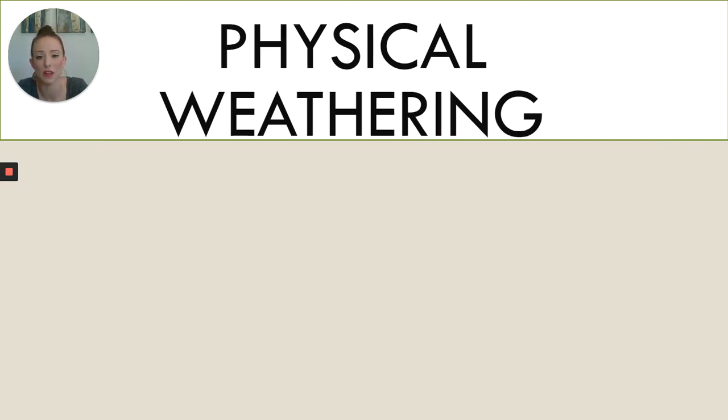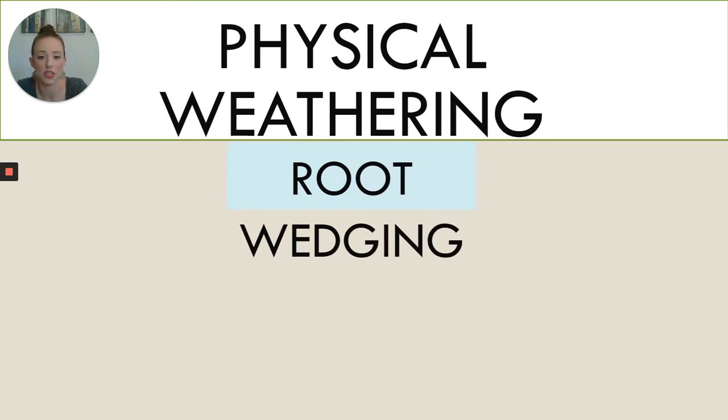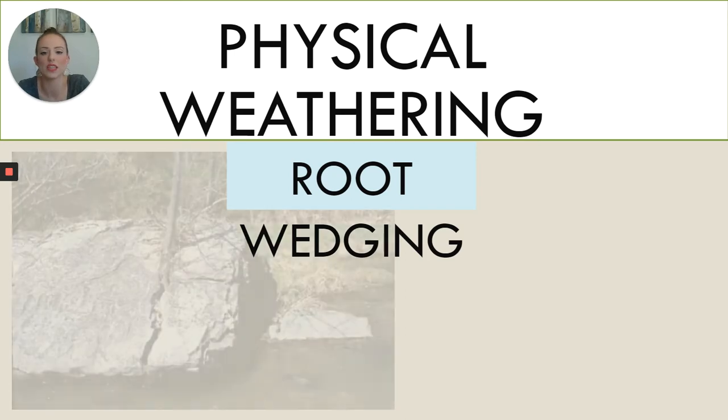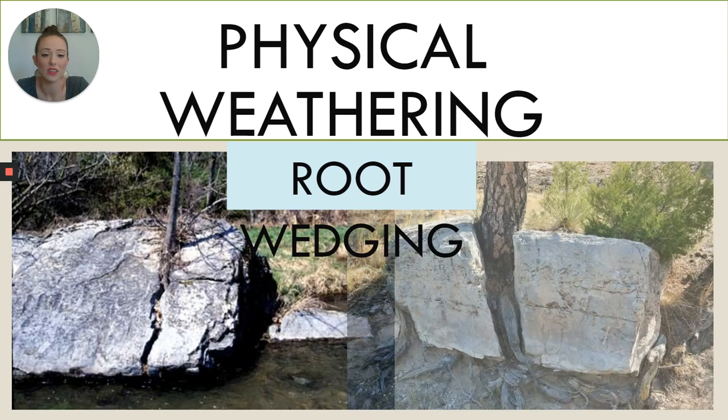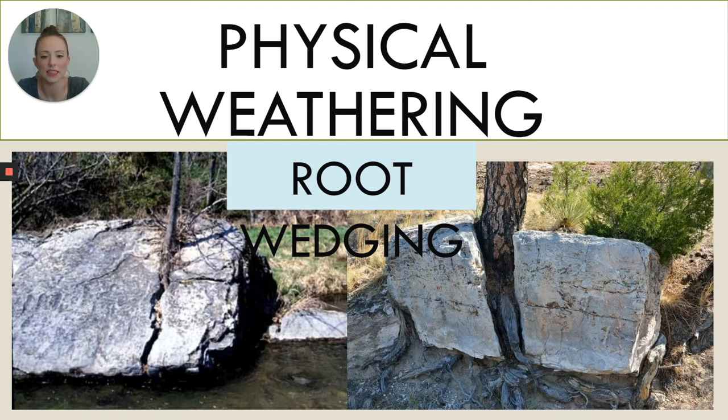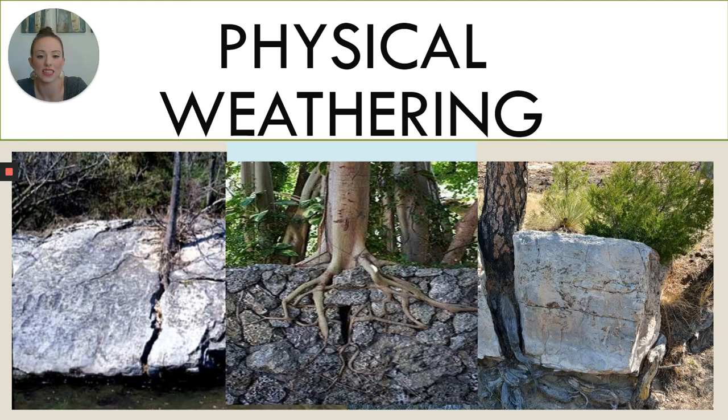The last type of physical weathering that we have is called root wedging. Now, just like that first example with frost wedging, it's where we're going to split a rock, but instead of ice, it's the roots that are doing the splitting. So a seed or a sprout has been planted around, on, or underneath, and over time, those roots get in between the crevices of the rock and cause it to completely split and break apart into smaller pieces of rock.